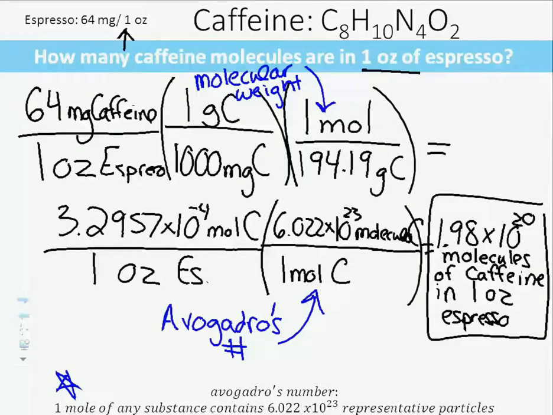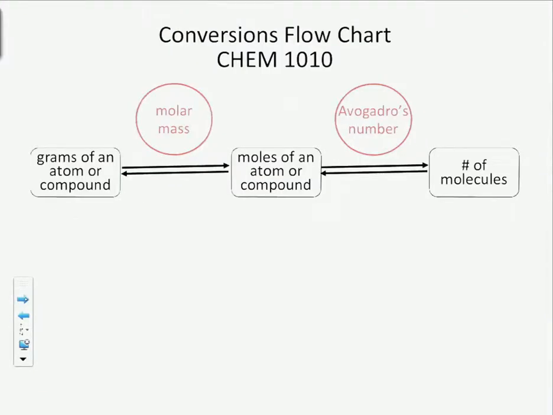Can you use molecular weight as a conversion factor? Can you use Avogadro's number as a conversion factor? If you can, then you're understanding this lesson. So let's do another example. Sorry, I forgot. Before we do another example, though, this is a flow chart that I made that I think might help get these ideas into your head.